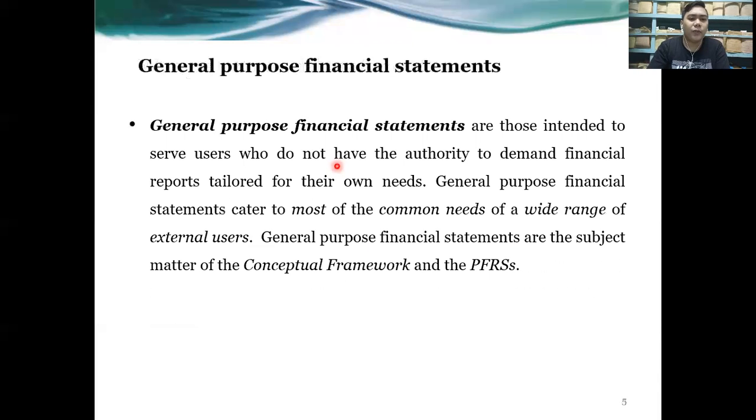So what are general purpose financial statements? General purpose financial statements are those intended to serve users who do not have the authority to demand financial reports tailored for their own needs. When we say general purpose, it is for common users, which is why they are called general purpose financial statements. General purpose financial statements cater to most of the common needs of a wide range of external users. General purpose financial statements are the subject matter of the conceptual framework and the PFRS.